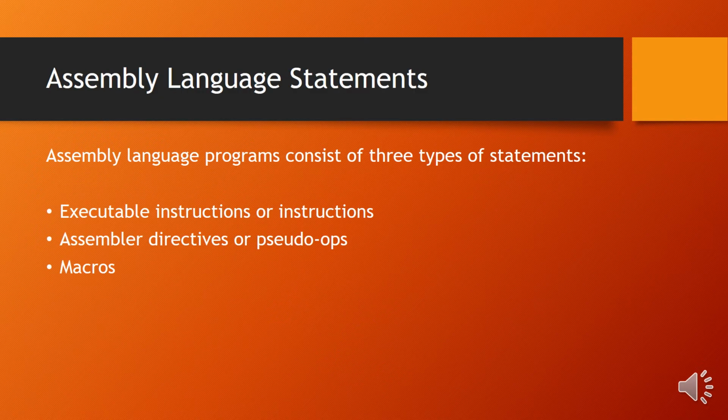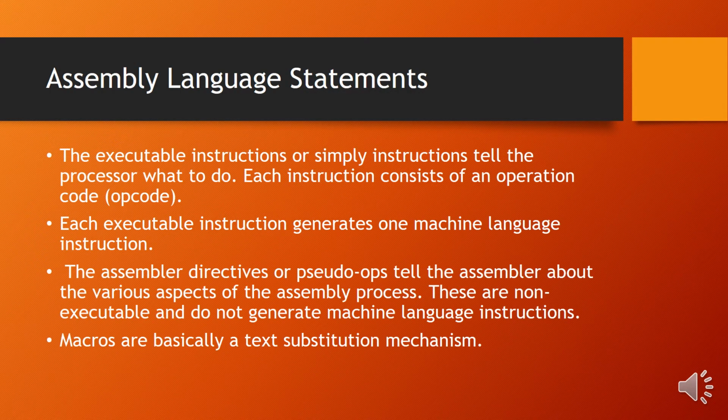I'm going to define what executable instruction, directive, and macros are. The executable instruction or simply instruction tells the processor what to do. Each instruction consists of an operation or opcode. Every instruction will have some operation code, or we sometimes call it the mnemonic. Suppose we want to move some data, so the mnemonic for the move instruction will be MOV. If we want to compare some data, then CMP will be the mnemonic, or you can call it the opcode for that particular instruction.